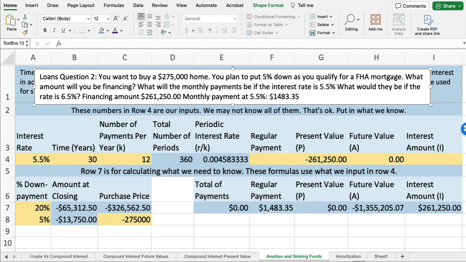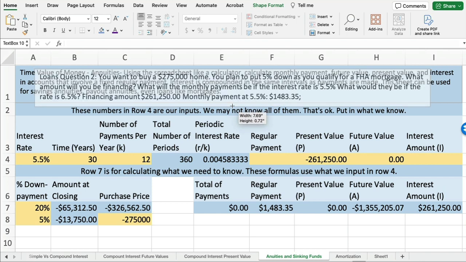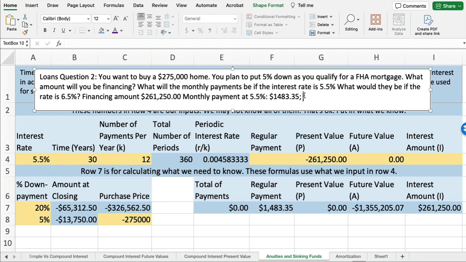$1,483.35, which, by the way, you're going to be paying more than that because this is an FHA type mortgage. You're going to be paying mortgage insurance. Everybody who puts less than 20% down on the purchase price of their home has to pay mortgage insurance, and that's offered by your bank. Sometimes it can be upwards of an extra $100 a month, so you want to shop around and get a decent rate on mortgage insurance. But this is just the mortgage itself.